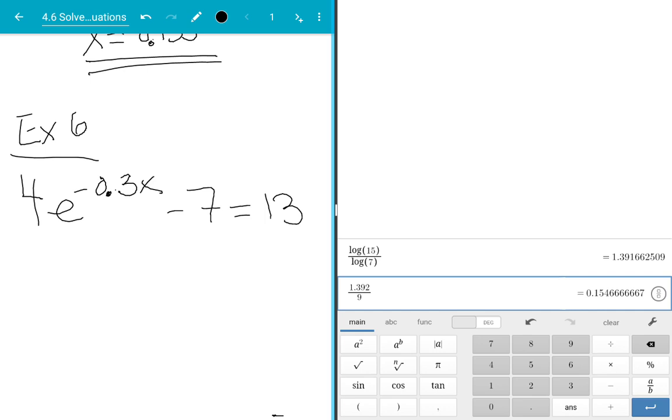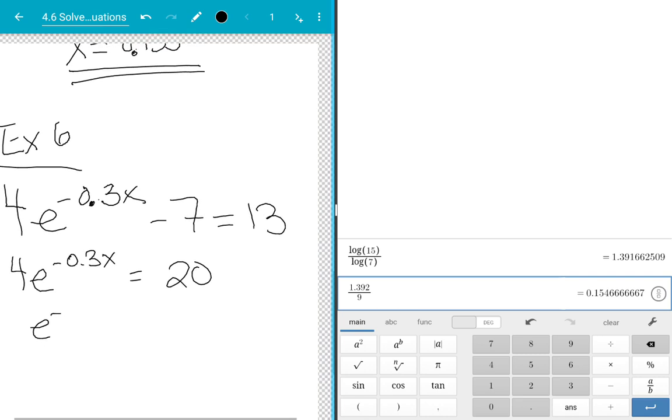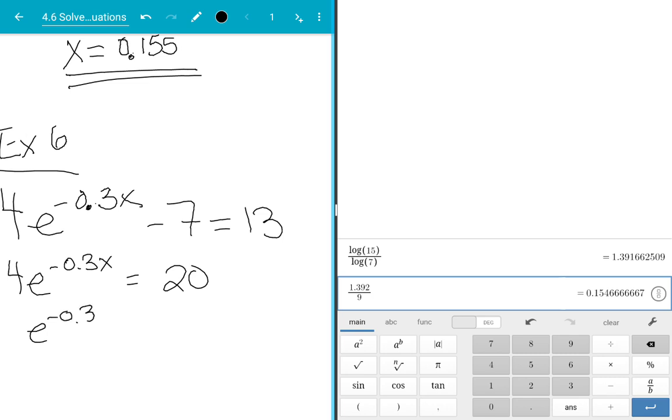First thing you're going to want to do, just like you solve any equation, is get the part that we want to isolate alone before we decide to do anything else. So here we have 4e to the negative 0.3x equals, we're going to add the 7, that's going to give me 20. Now the base that I want to get by itself is e. So I can move the 4 here, and since it's multiplying e, I'm going to get 5, because 20 divided by 4 is 5.